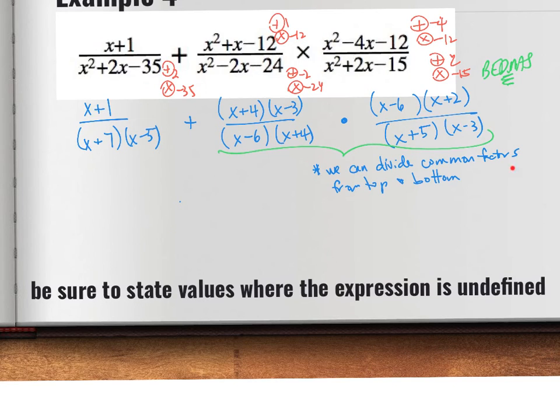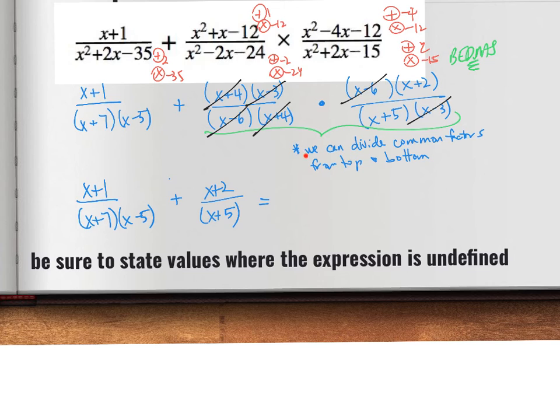We need to keep in mind that we can divide common factors from both the top and bottom. So anything that occurs on the top and bottom can be canceled out. And by canceled out, I mean x plus 4 divided by x plus 4 is 1. X minus 6 divided by x minus 6 is 1. And so I can cancel some things out. So x plus 4 and x plus 4, x minus 6 and x minus 6, x minus 3 and x minus 3. So all I'm left with in this section is the x plus 2 over the x plus 5.